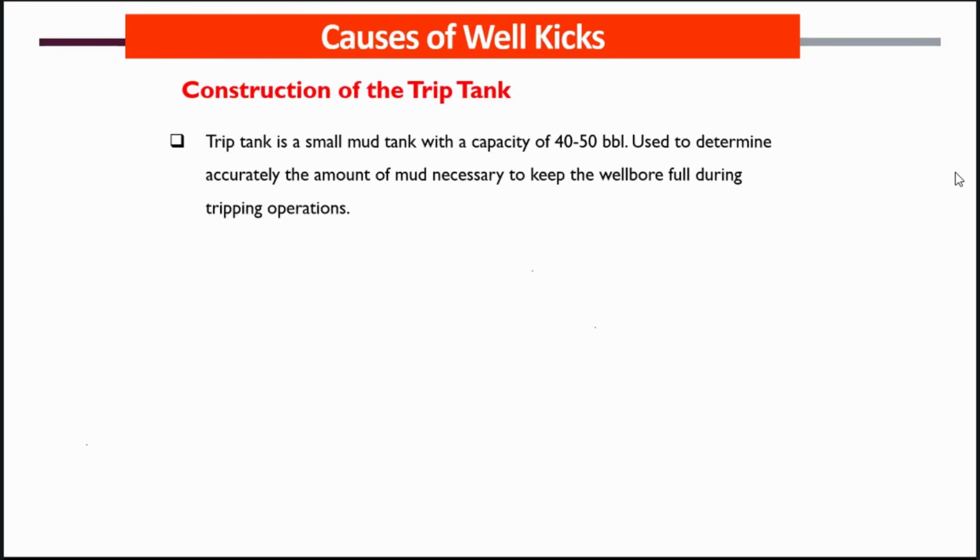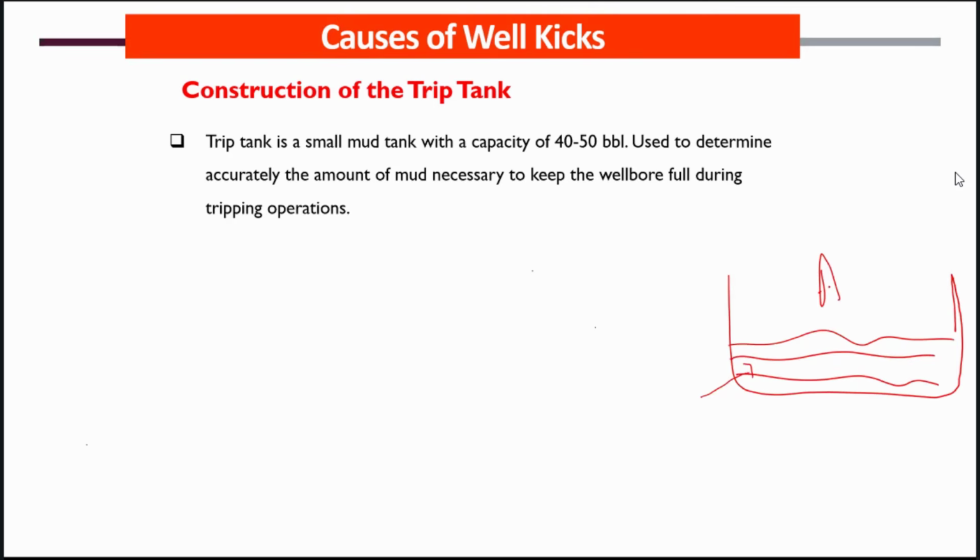Trip tank is usually a small tank. It has a capacity of 40-50 barrel. The active tank which we are using for drilling is a very big tank. So if any 1 or 2 barrel change is there in the active tank, we will not be able to determine because it is so big. If there is 1-2 barrel loss or gain, we will not be able to recognize it. That's why we use this small trip tank when we are running in or pulling out of hole, so that if any 1 barrel or 2 barrel loss is there, it is recognizable quickly.